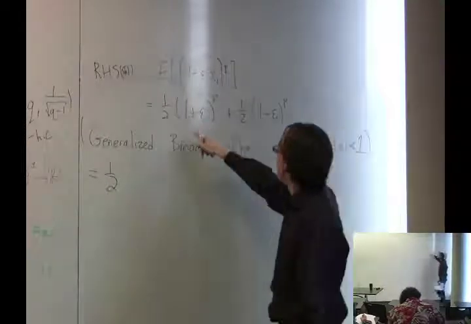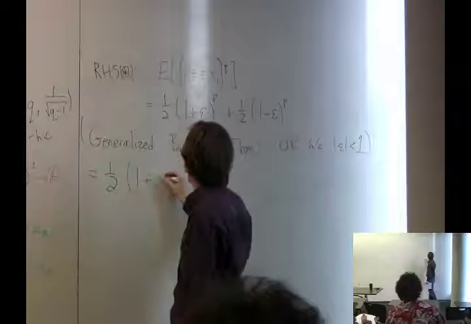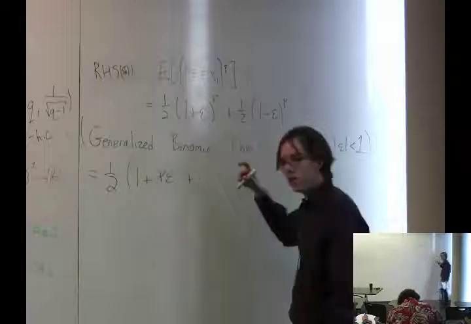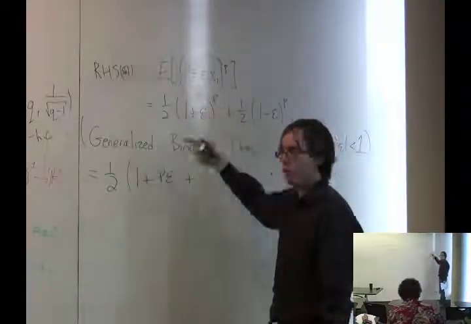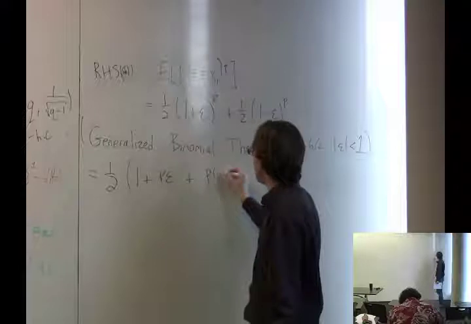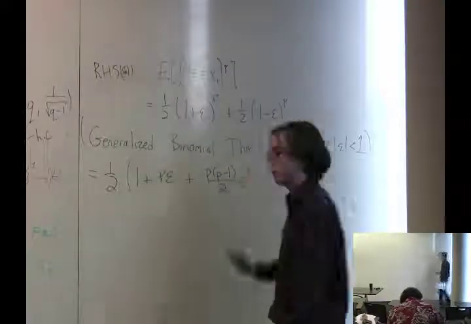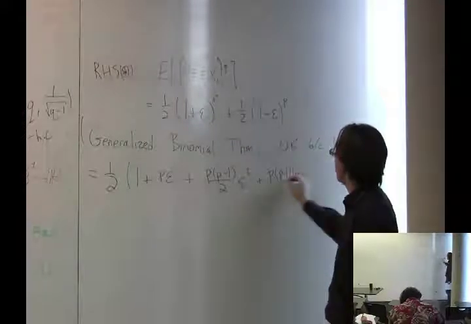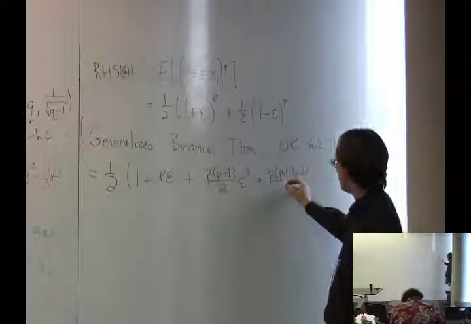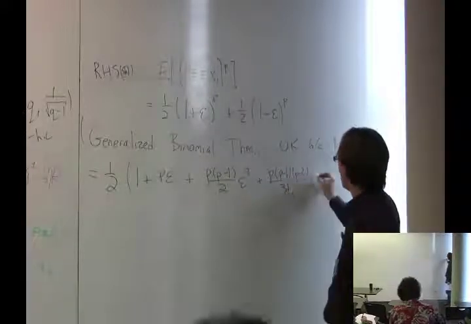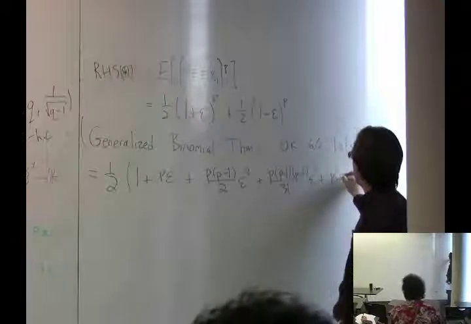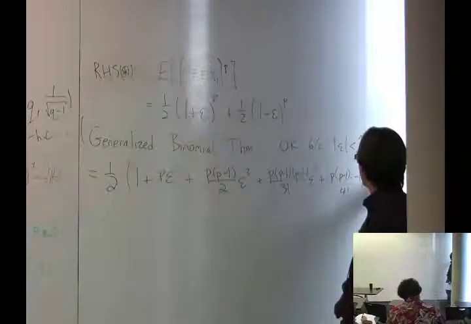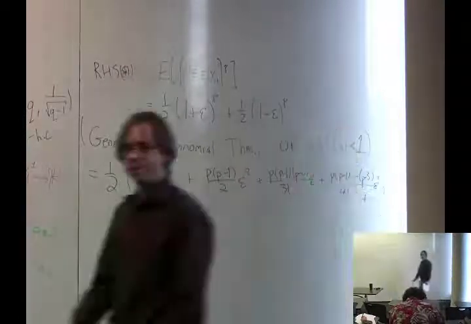So let me do this one. Half of 1 plus epsilon to the p, so it's like 1 plus p epsilon plus, p choose 2, if you will. Although p is like a real number here. So instead of p choose 2, you write like p times p minus 1 over 2, epsilon squared. I'm going to run out of room. Next one is p times p minus 1 times p minus 2 over 3 factorial, epsilon cubed plus, OK, you see what I'm going to write here, p minus 3 over 4 factorial epsilon to the 4th plus dot, dot, dot. OK, so that's the series.